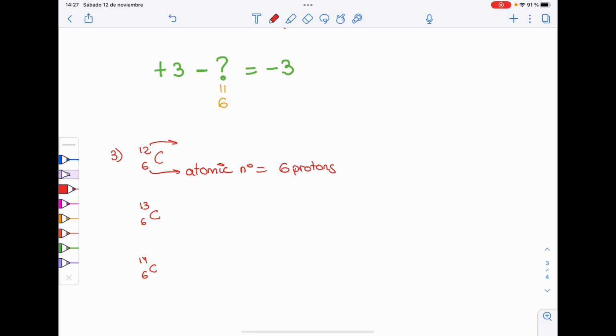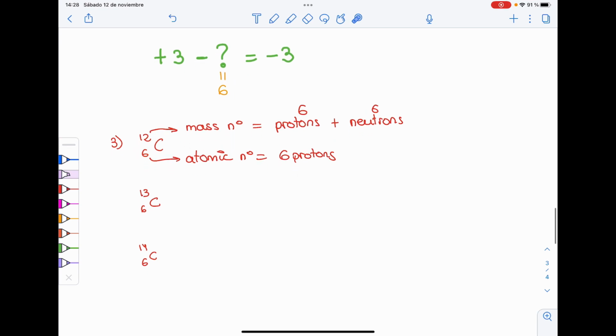And remember again that this number is the mass number, which is the number of protons plus the number of neutrons. So if I already know that I have 6 protons, because I see this number here, and they are telling me that this number here is 12, this means that I need how many neutrons here? Also 6, because 6 plus 6 is going to be 12, which is the mass number.